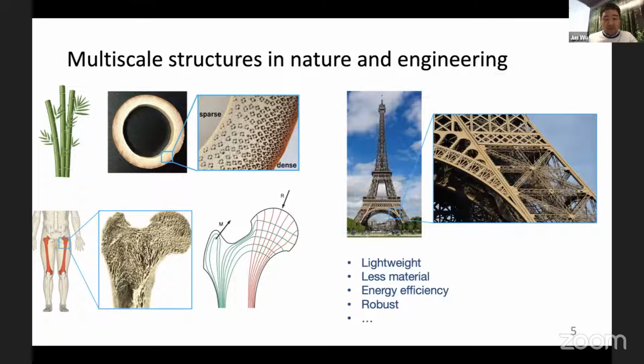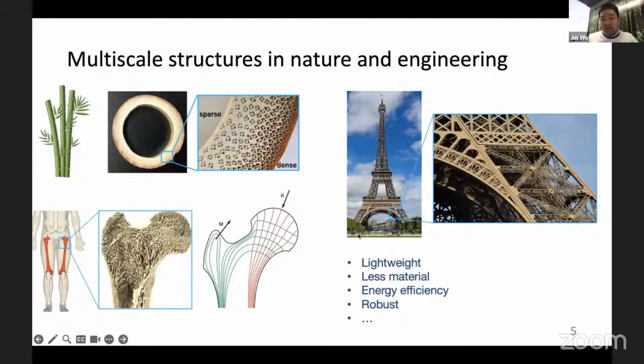Multiscale structures are very commonly seen, both in nature and in engineering. For instance, on the left-hand side, you see the cross-section of the bamboo, and on the bottom, you see the cross-section of the femur. In both bamboo and femur and many other biological systems, we can identify porous structures. And if you look closely, these porous structures are not uniform. At different locations, they have different porosity. And looking at the femur, it even has a directional effect. So it is anisotropic. For instance, here you see the microstructures in the femur, and they are very well aligned with the principal stress directions.